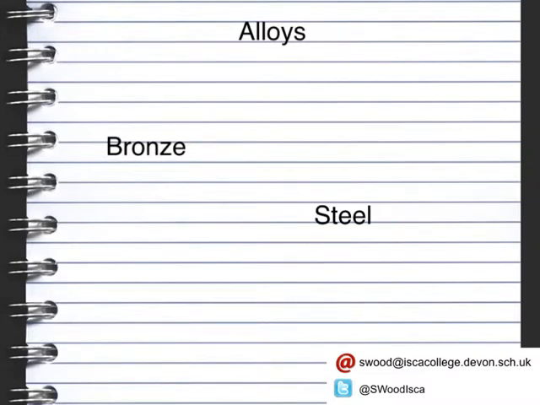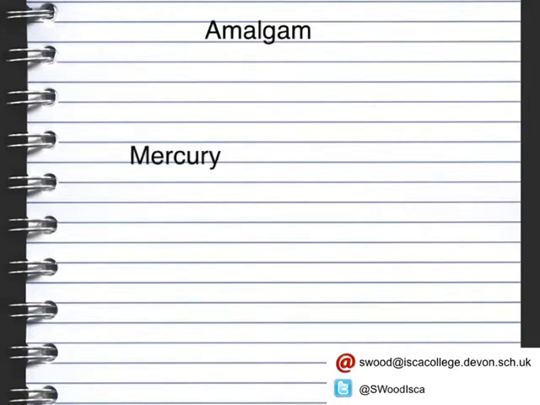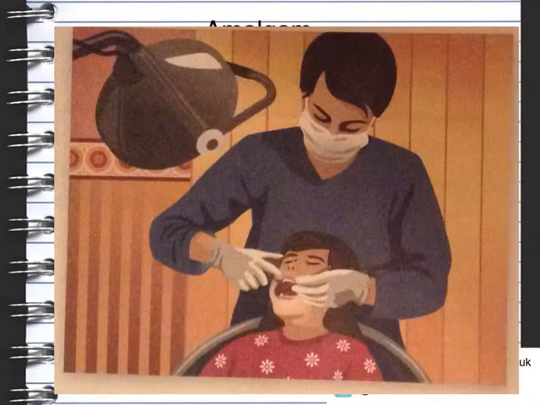Now what we're going to do today is have a look at some different types of alloys, what they're used for, and why we make these. Amalgam is used for filling teeth, and it contains mercury. If we show you the picture here, you can see that it's used for filling teeth because it's nice and soft, and you can mould it into the solid shape that you want.